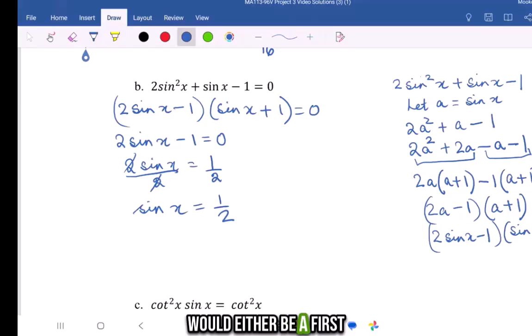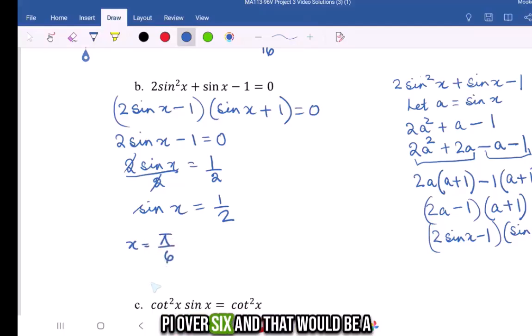It would either be a first quadrant angle or a second quadrant angle in which sine is positive. Correct? The sine ratio is positive. Now we know that in the first quadrant, sine of pi over 6 is 1/2. So one of the solutions would be x equals pi over 6, and that would be a quadrant 1 angle.